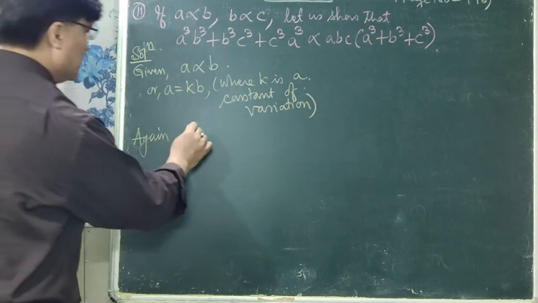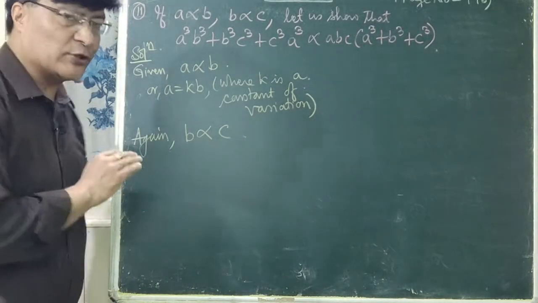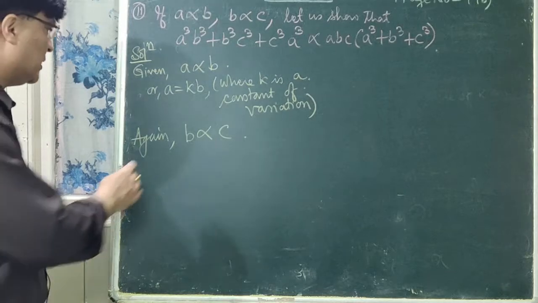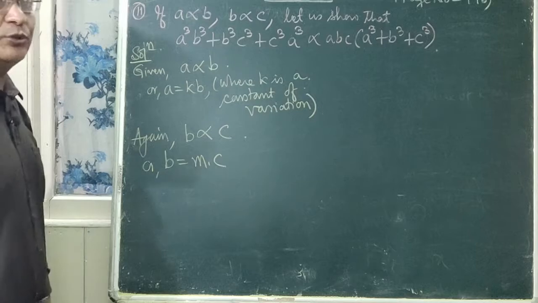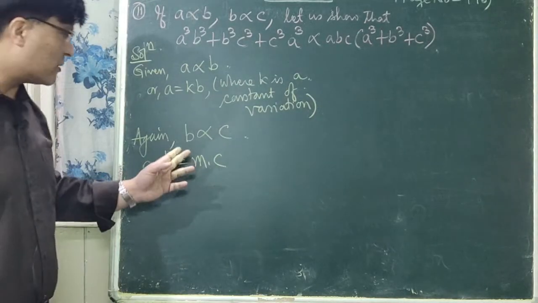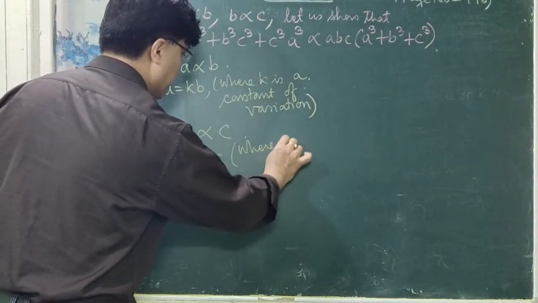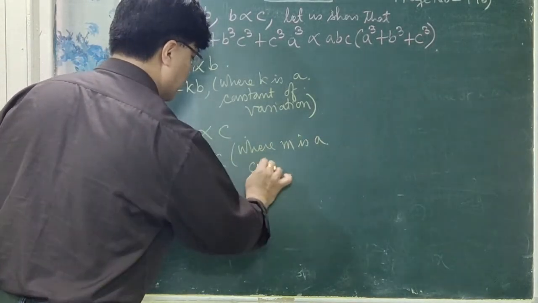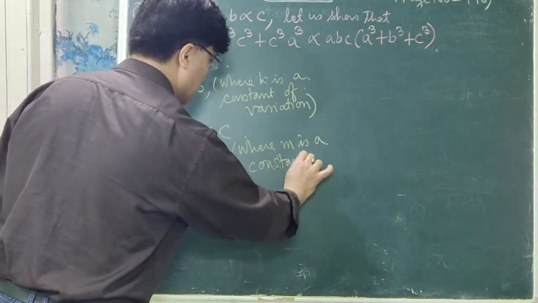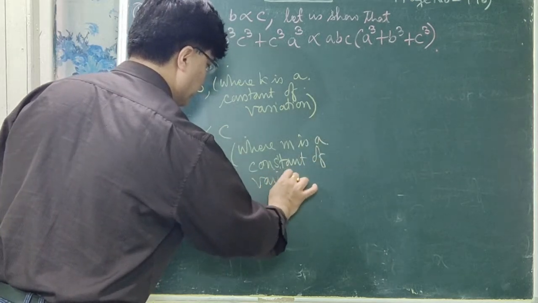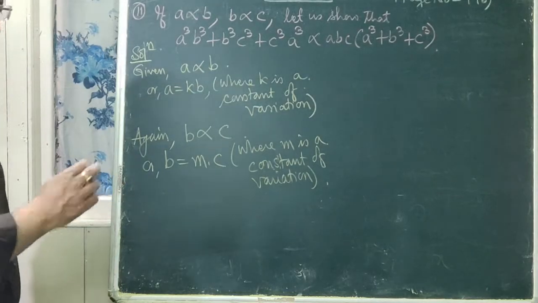What is given out here? B is proportional to C. Now here also you convert this proportional sign into equality, or B is equal to MC. You cannot use K again out here. So let us write M into C, where M is a constant of variation. That is, we got B is equal to MC.